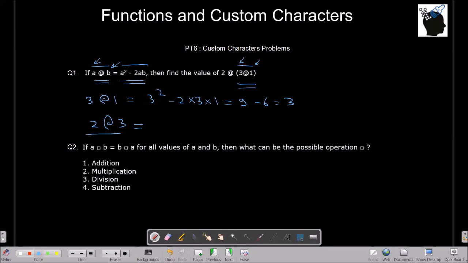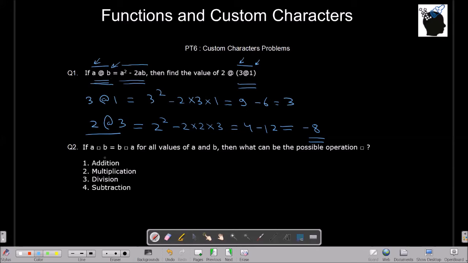Again, I'll compare this with this. That means my value of a, which is before @, becomes 2, and the value of b, which is after @, becomes 3. So this becomes 2 square minus 2 into 2 into 3, which is nothing but 4 minus 12 or minus 8. So our final answer is minus 8. Let's try the next one.